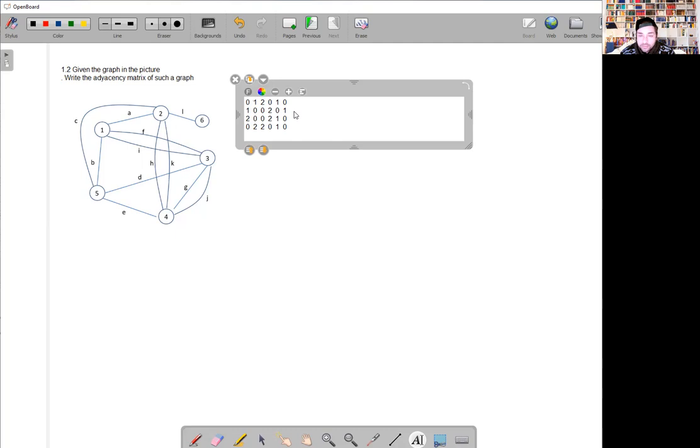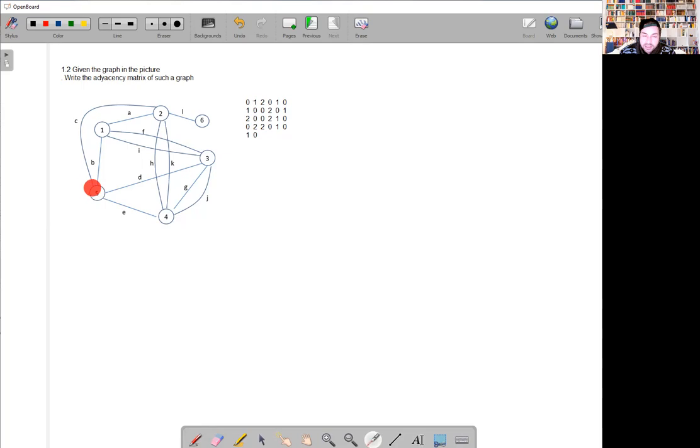We pass to the fifth row, and we have the number of links from 5 to 1, which is 1, number of links from 5 to 2, which is 0. From 5 to 2, no, wait, we have 1, right? It's a bit hidden here, but the link C joins 5 and 2, right? So we got 1 here.